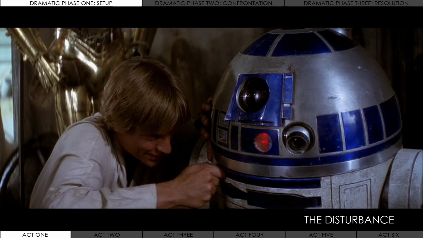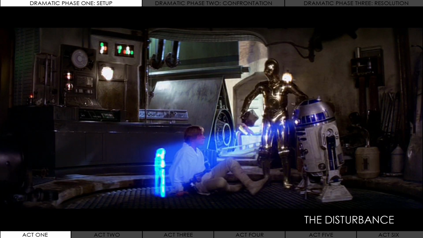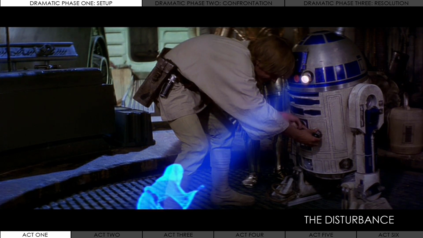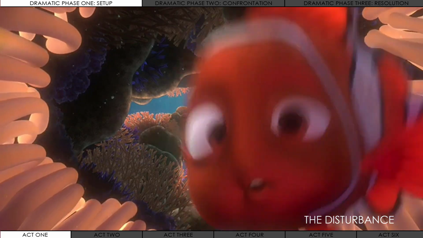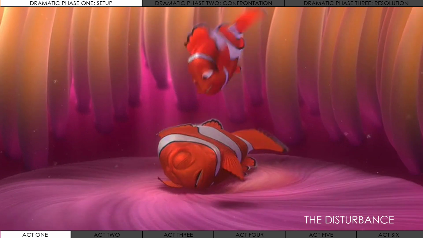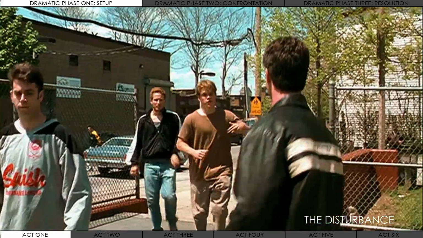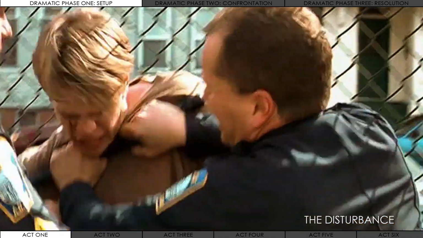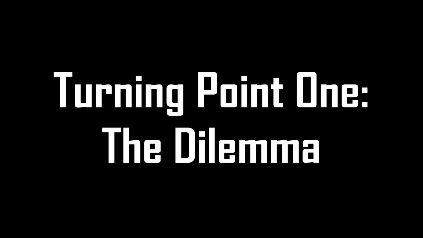life. In Star Wars, Luke stumbles upon Leia's message while cleaning R2 and removes his restraining bolt, allowing the little droid to escape. In Finding Nemo, the disturbance is Nemo's first day of school. In Good Will Hunting, Will gets into a fight with his childhood bully and is arrested when he strikes a cop.